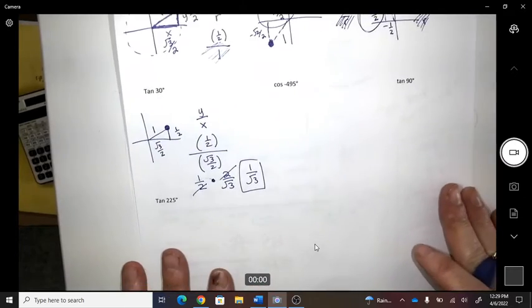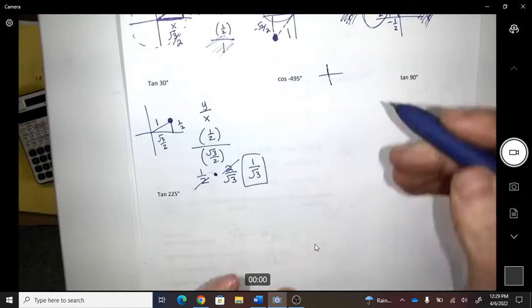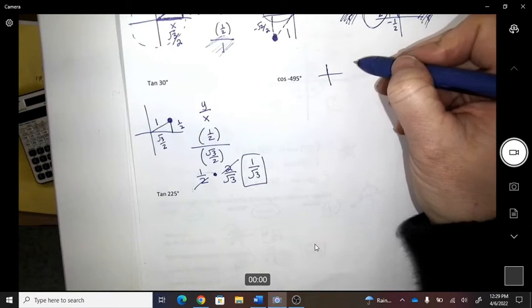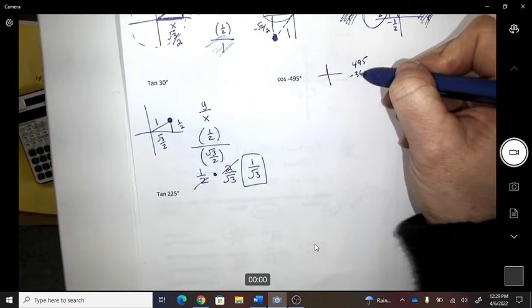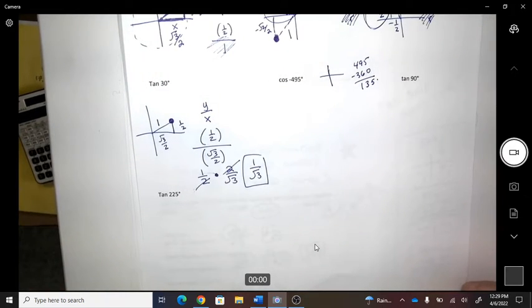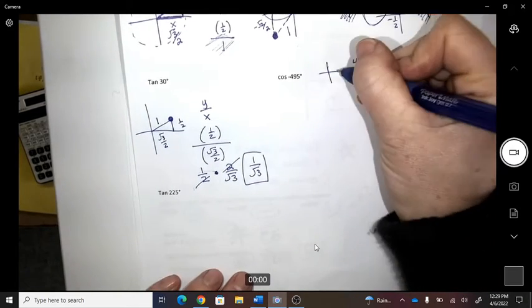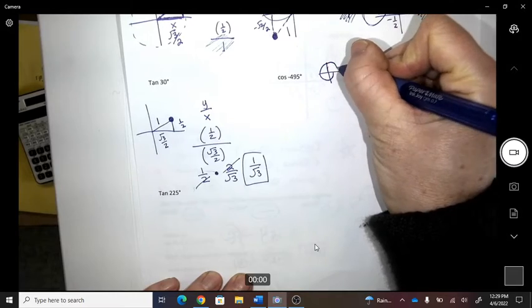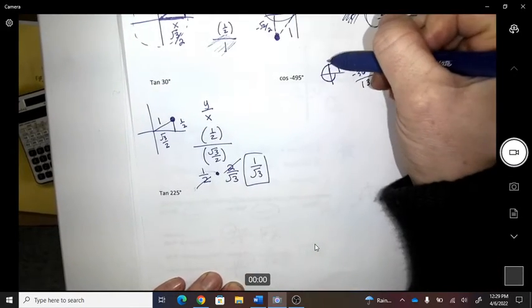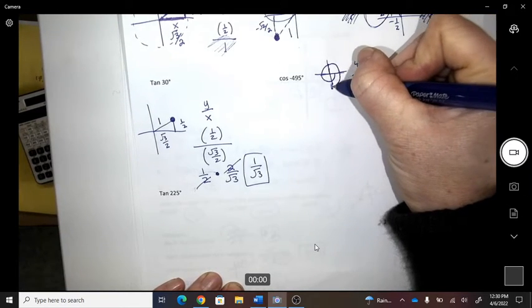Okay. Cos negative 495. So this is the one, again, where I just don't even know where I am. So I have to figure out first just where I am. So I'm going to do 495 subtract a full circle because I can see that it's a rotation plus. Okay, so I have to go negative. What do we do with negative again? Backwards. So there's a full circle backwards. And then 135 degrees more.